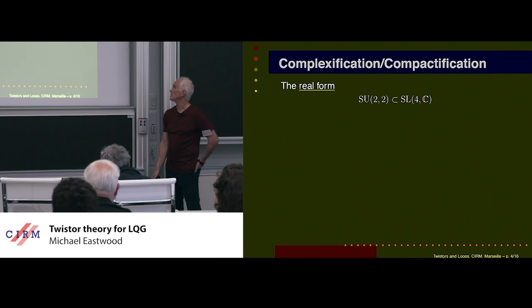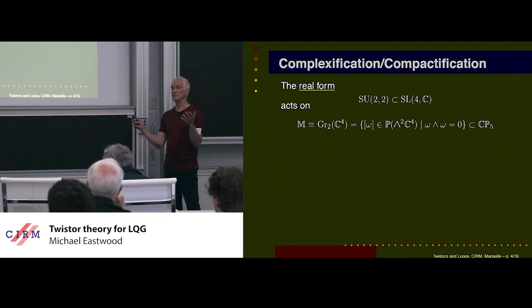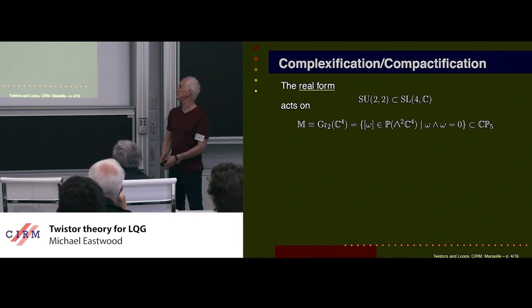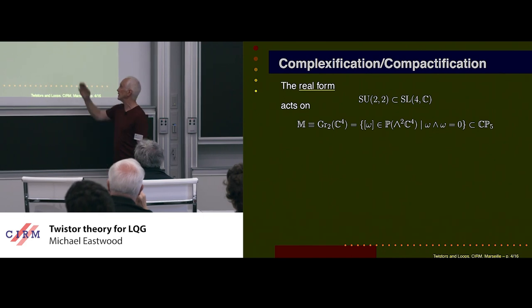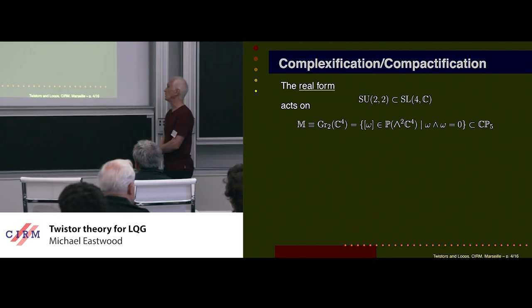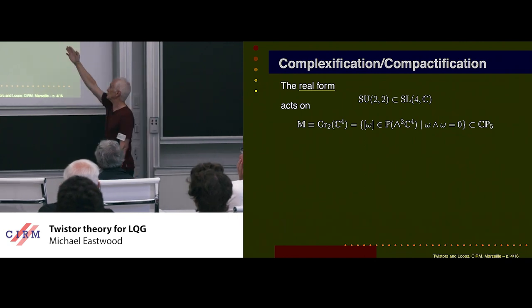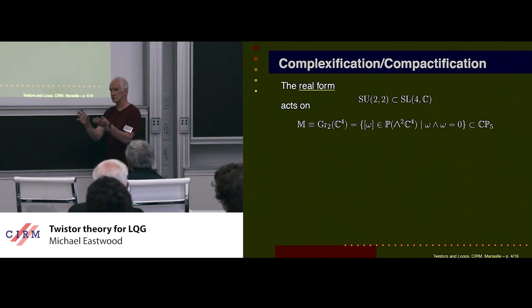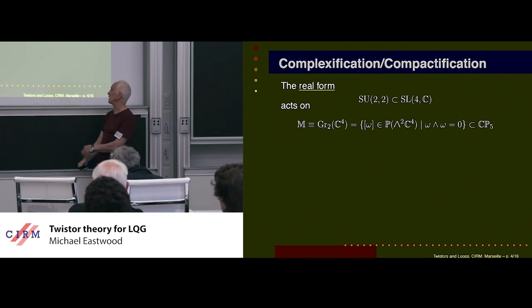SU(2,2), which occurred right at the beginning here, acts on various spaces, but one of the good places it acts is, because it's sitting inside SL4C, on this complex Grassmannian, the Grassmannian of two-planes in C4, which is a four-dimensional complex manifold. And just because you think of SL4C as just change of coordinates, linear transformations, it's moving planes to planes.